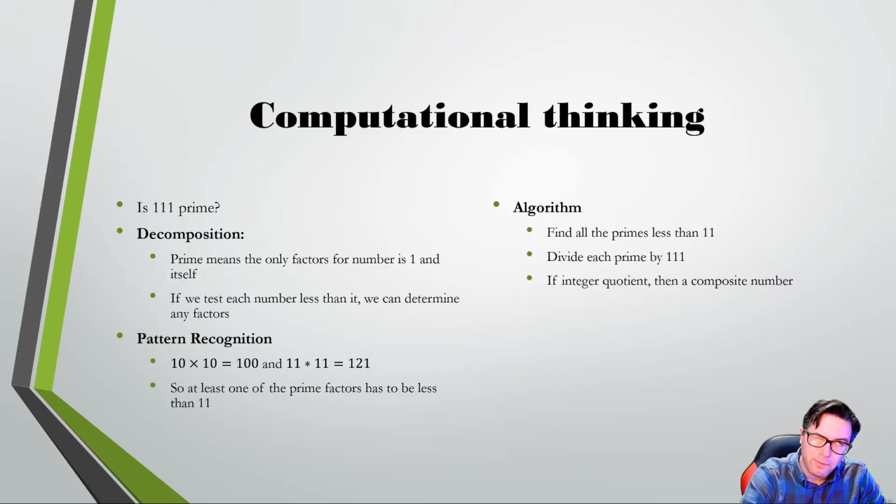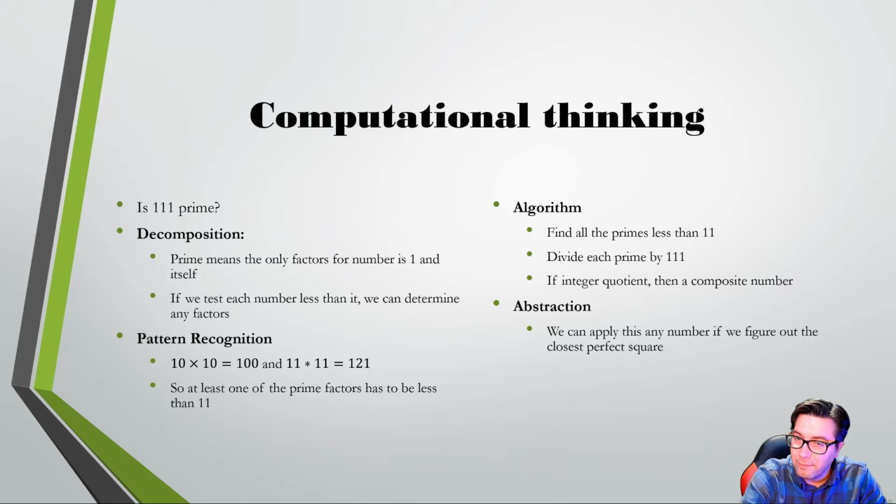And then we think about, well, you know what? This doesn't just apply to 111. This can apply to any number. And so that's one way that we could be using to come up with a prime number. Now, notice I didn't use computers, but the idea is it's using the process, right?